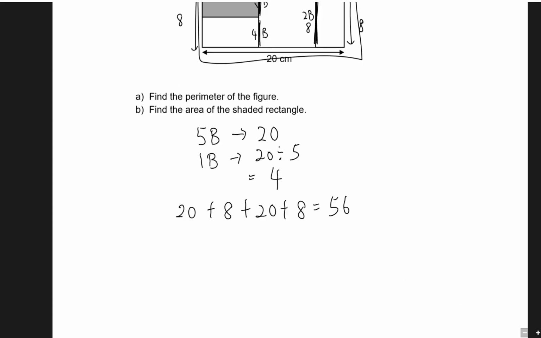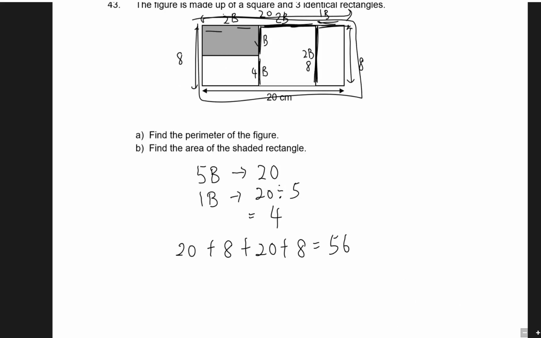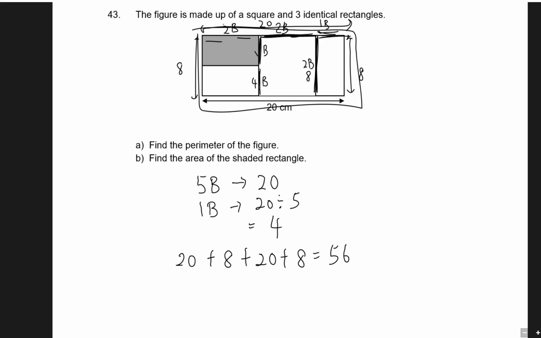Okay, so this is to see whether you are able to compare. Alright, whether 2 of the breadth is able to make up 1 of the length. 2 breadths is the same as 1 length of a rectangle. Okay, so that means the length is twice of the breadth. And 2 breadth, 2 breadth, 1 breadth gives you 5 breadth in total, which is 20. 1 breadth, which is 1 unit, 20 divided by 5 is 4.